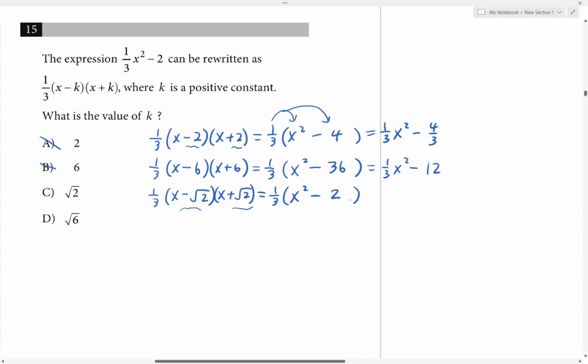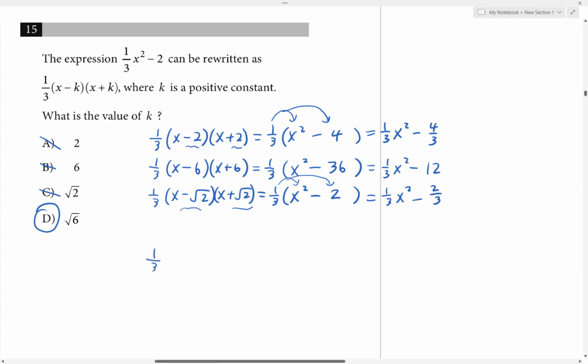But then don't forget, we do have to distribute the 1/3. You have to distribute to both terms. So if we distribute and multiply, this will be 1/3 x squared, and then 1/3 times negative 2 will be negative 2/3. So not just a minus 2, it's a minus 2/3. Unfortunately, this doesn't work. So it had to be D.